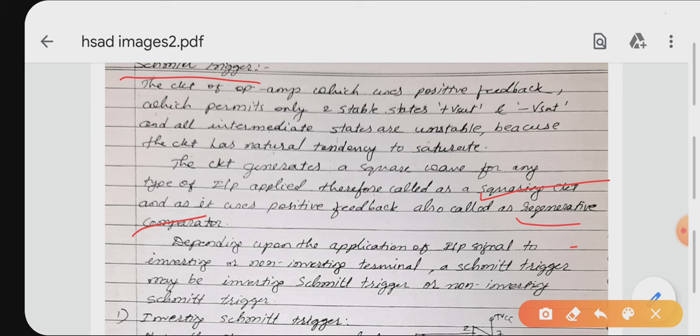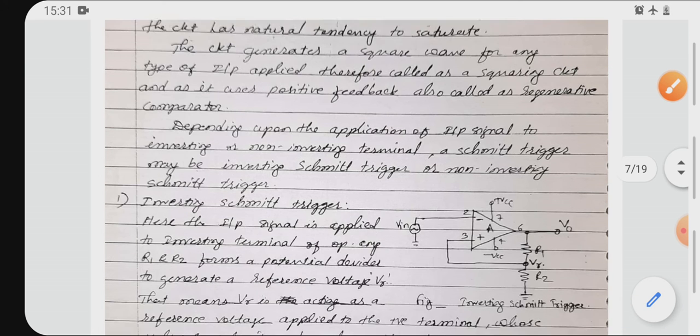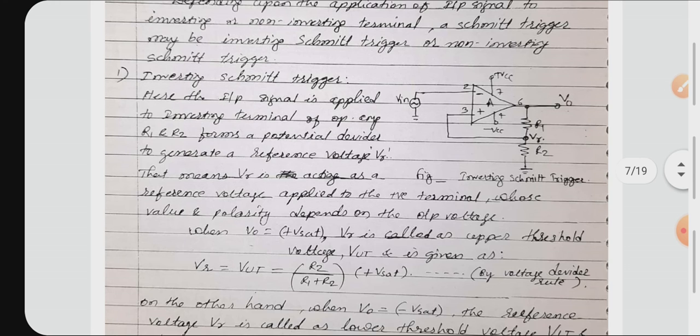Depending on the applications, again there are two types, depending on to which terminal we have applied the input signal: inverting Schmitt trigger and non-inverting Schmitt trigger. Okay, so in the exam you have to write only one. Whenever it is asked in general, explain summing amplifier, explain Schmitt trigger, just remember the circuit diagram of inverting Schmitt trigger, inverting summing amplifier, and do not explain the other type, that is non-inverting type. Okay, explain any one, unless and until it is asked in the exam particularly.